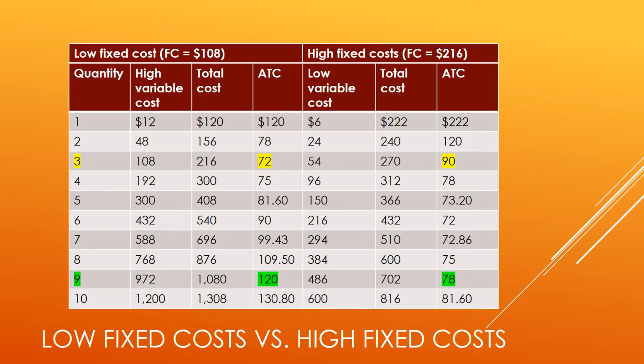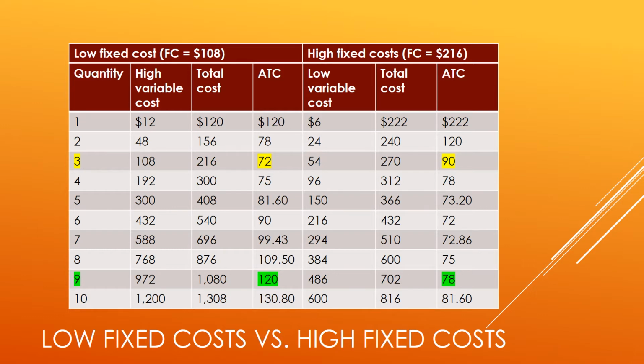All right, and this slide, don't worry about copying the numbers. You don't need to know that. This is an example of that decision between low fixed costs and high fixed costs. On the left-hand side, you have a firm choosing to have low fixed costs. On the right-hand side, it shows what happens if they choose to have high fixed costs.